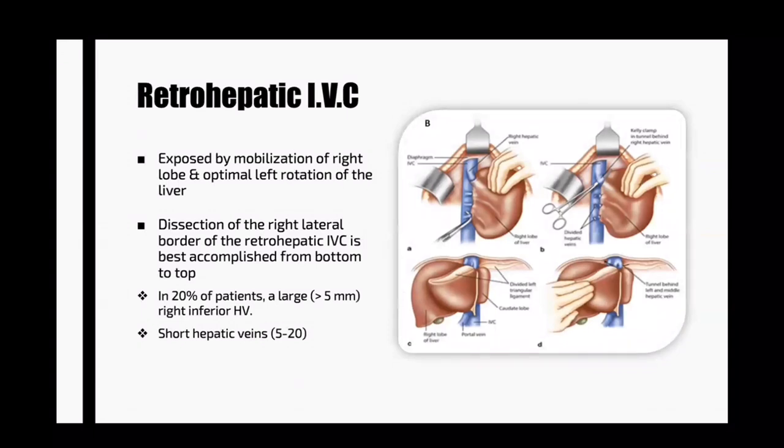Regarding the retrohepatic IVC, it's exposed by liver mobilization and optimal left rotation. Then we dissect the right lateral surface of the IVC from downward to upward to be separated from the posterior surface of the right hemiliver. Then you will see the short hepatic veins that should be properly ligated. The number varies from 5 to 20. Besides, in 20% of patients, we can see a large inferior hepatic vein, which also should be properly ligated.